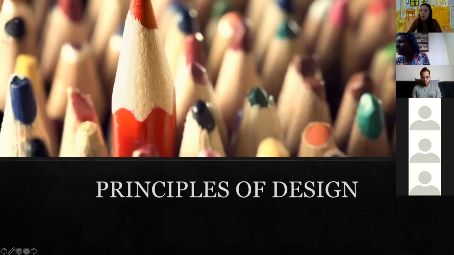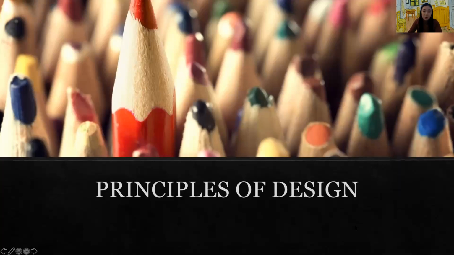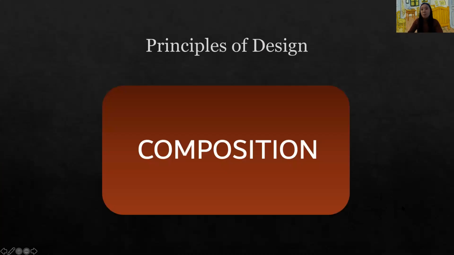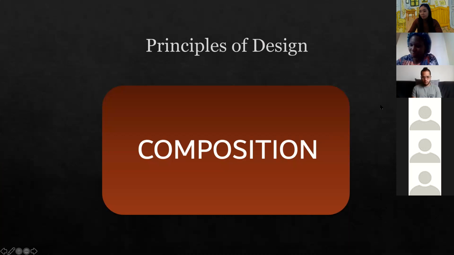The next chapter we are going to see is principles of design. Let's see what it is. Before we talk about the principles of design, we're going to talk about composition in art first. So what is composition in art, everyone? What is it? Any ideas about composition in art?